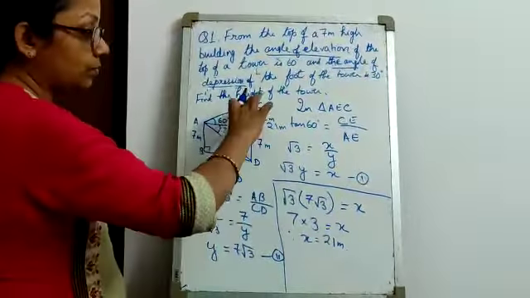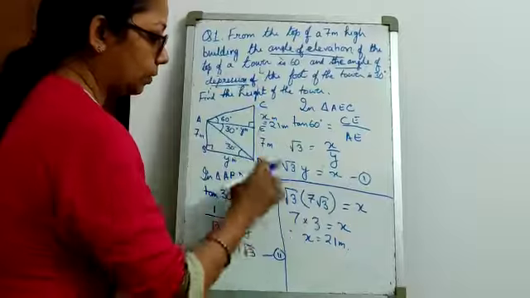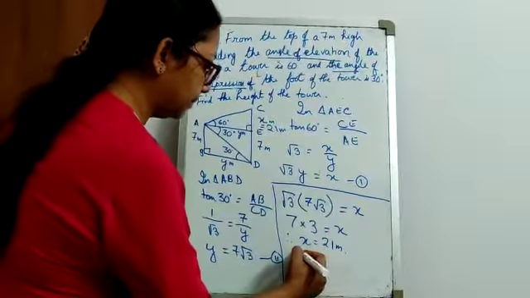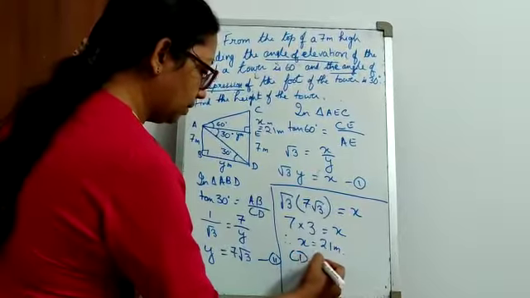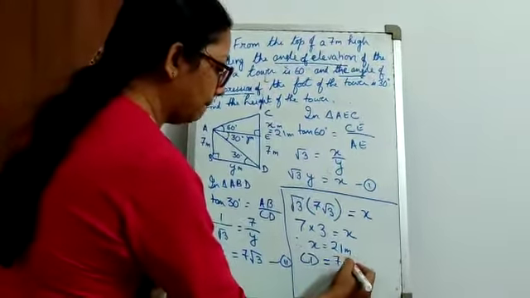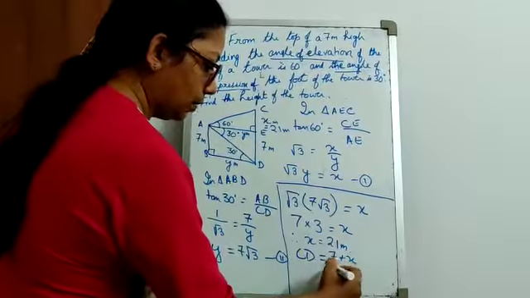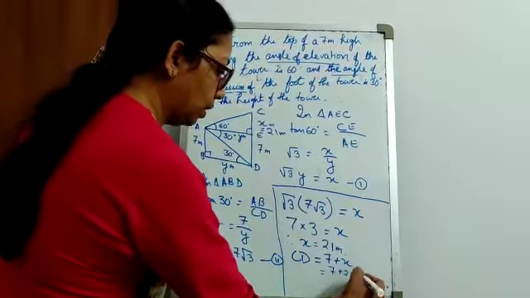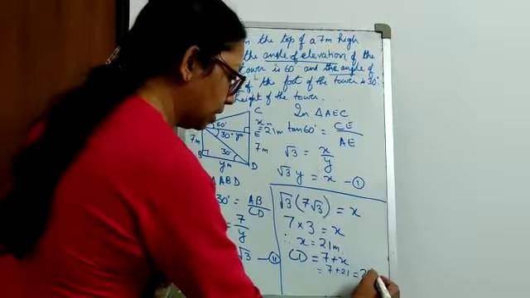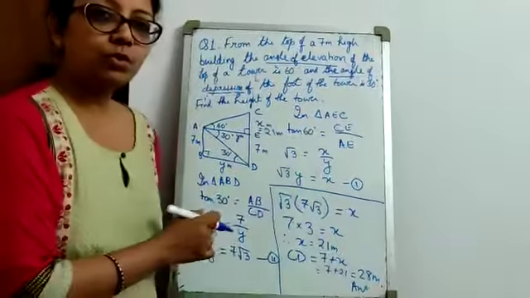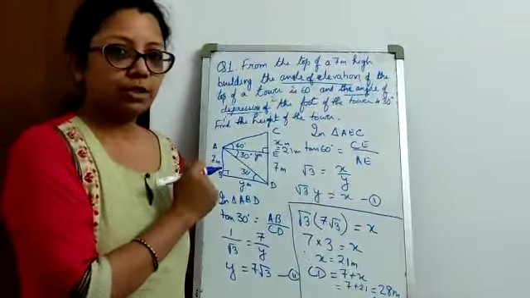But we are supposed to find the height of the tower. And what is the height of the tower? The height of the tower is CD, which is 7 plus X. So we can write, it is equal to 7 plus 21, and that is 28 meter. This is the answer or the solution of today's question. Thank you.